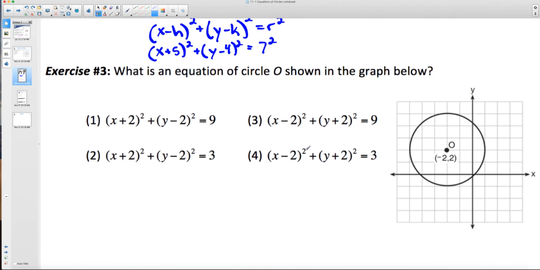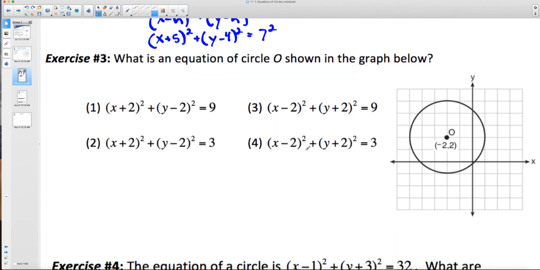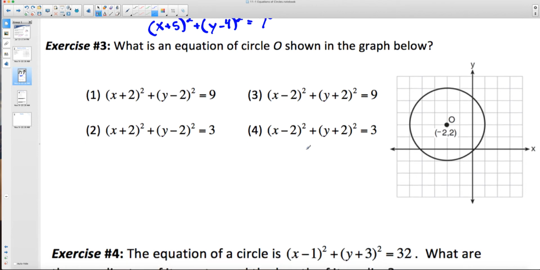Okay, what is an equation of circle O shown in the graph below? In order to write any equation of a circle, we need two things. We need the center, which they outright just tell us it's -2, 2. And we need the radius, which they don't tell us, but we'll take a look. The radius is from the center to a point on the circle. So I'm going to take a nice point right here. And the radius would be 1, 2, 3. That is a distance of 3. So the radius is 3.